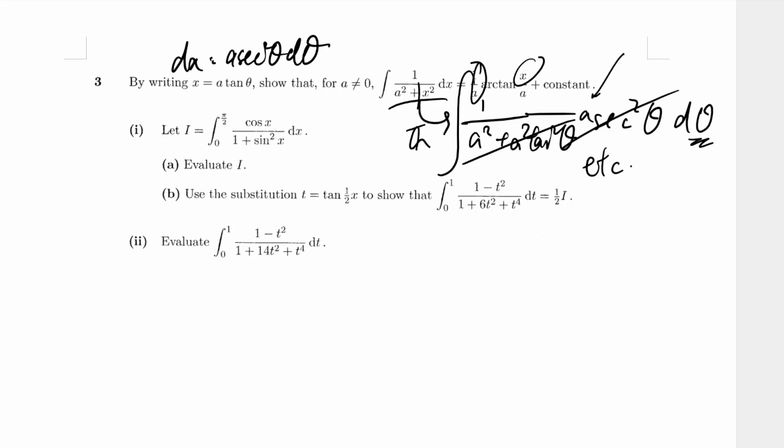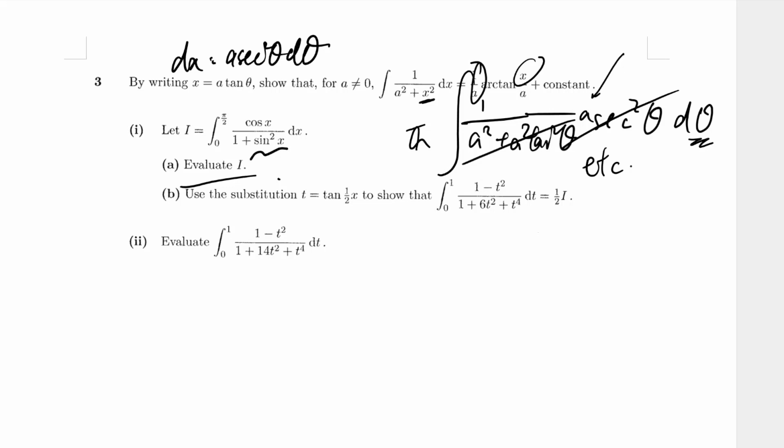Part 1. Let I equal the integral from 0 to pi over 2 of cosine x over 1 plus sine squared x. Evaluate I. Okay, again, think about why this part exists. Why does the top exist? Well, that's because you're supposed to make it into that form and use that. What's a sensible substitution to do then? Well, I want to get rid of this sin x, because in the form here, this was x squared. There was no sine involved. So I want to get rid of it.